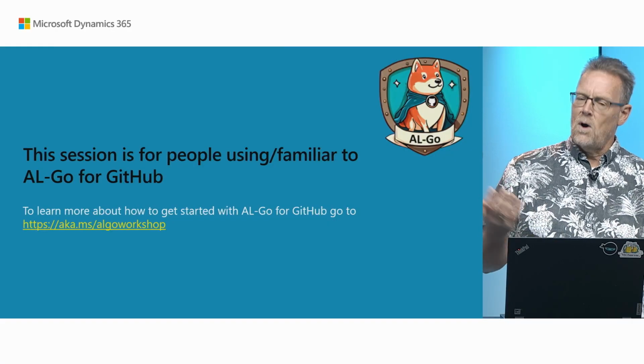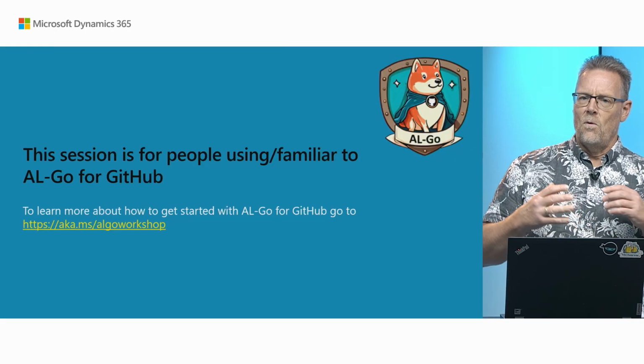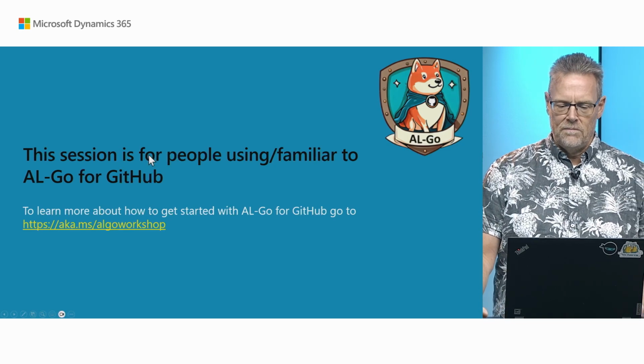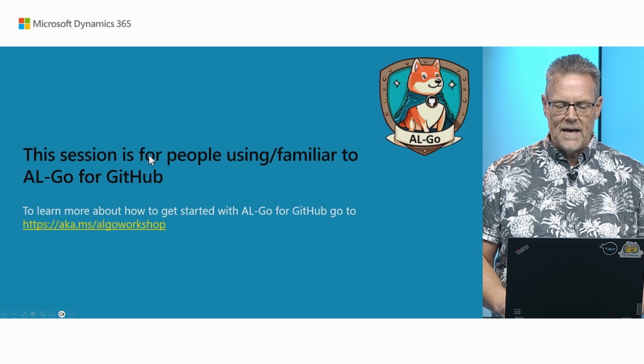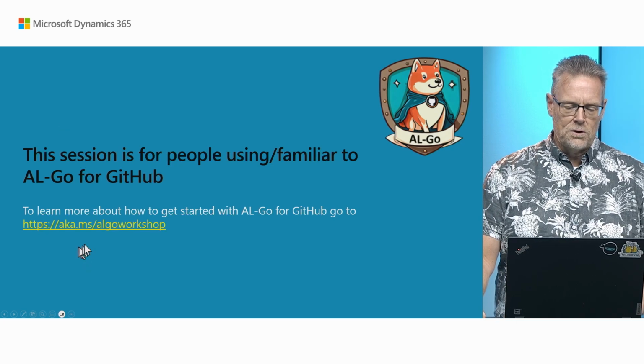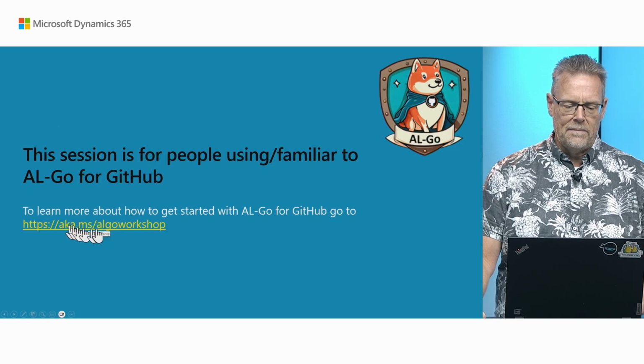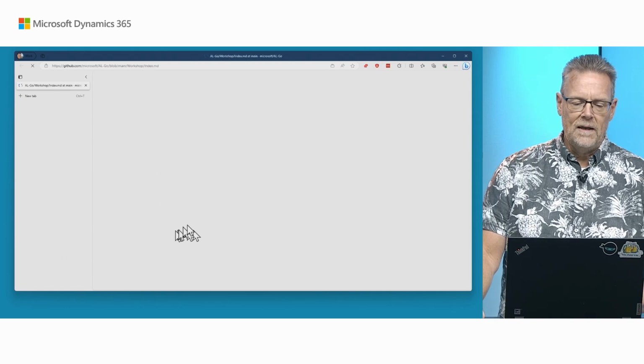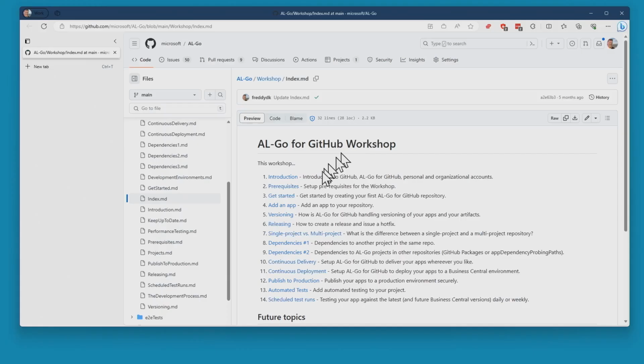So this presentation is not really about how easy it is to get started, because this presentation is all about, if you are already using ALGO for GitHub, what's new? If you haven't seen ALGO for GitHub yet, then I will urge you to go to this URL, aka.ms/ALGO workshop. Let's click on this one and see what it is, and just briefly show you what we have here.